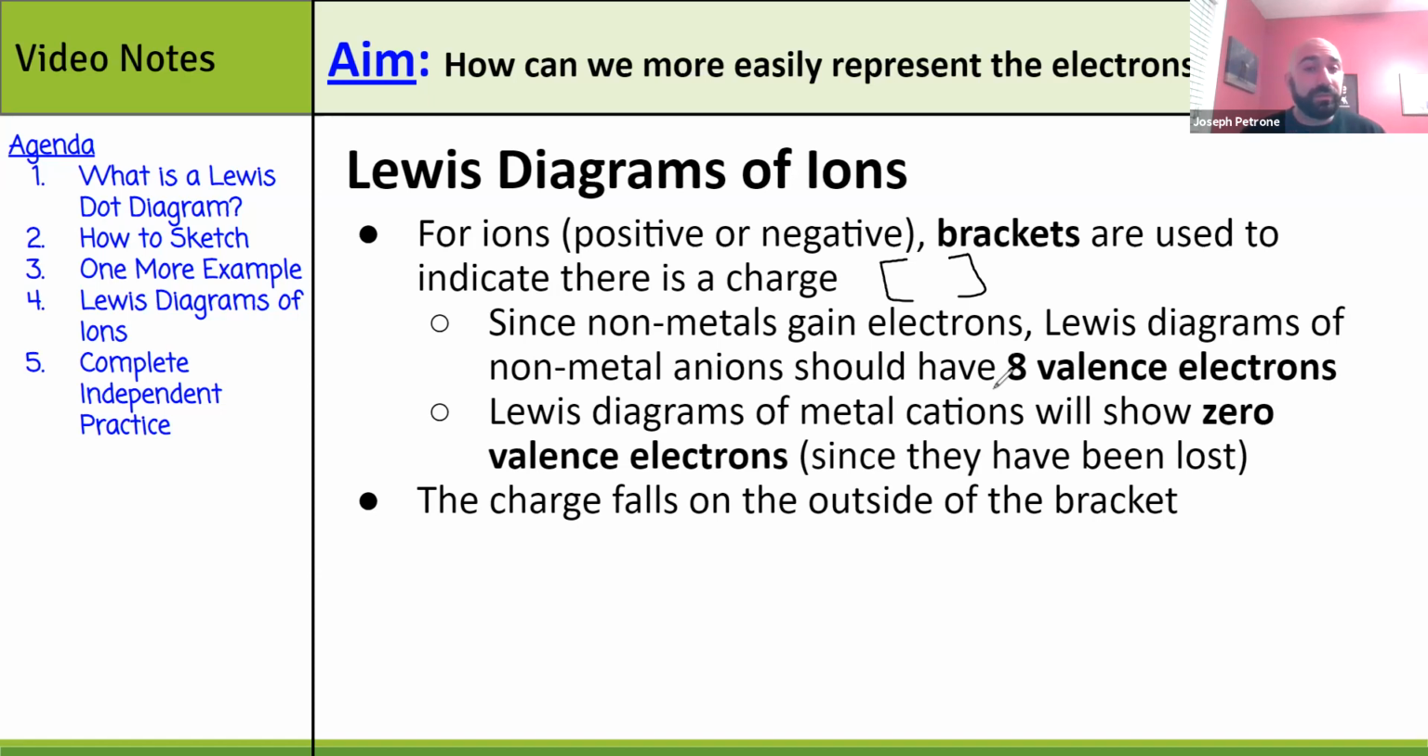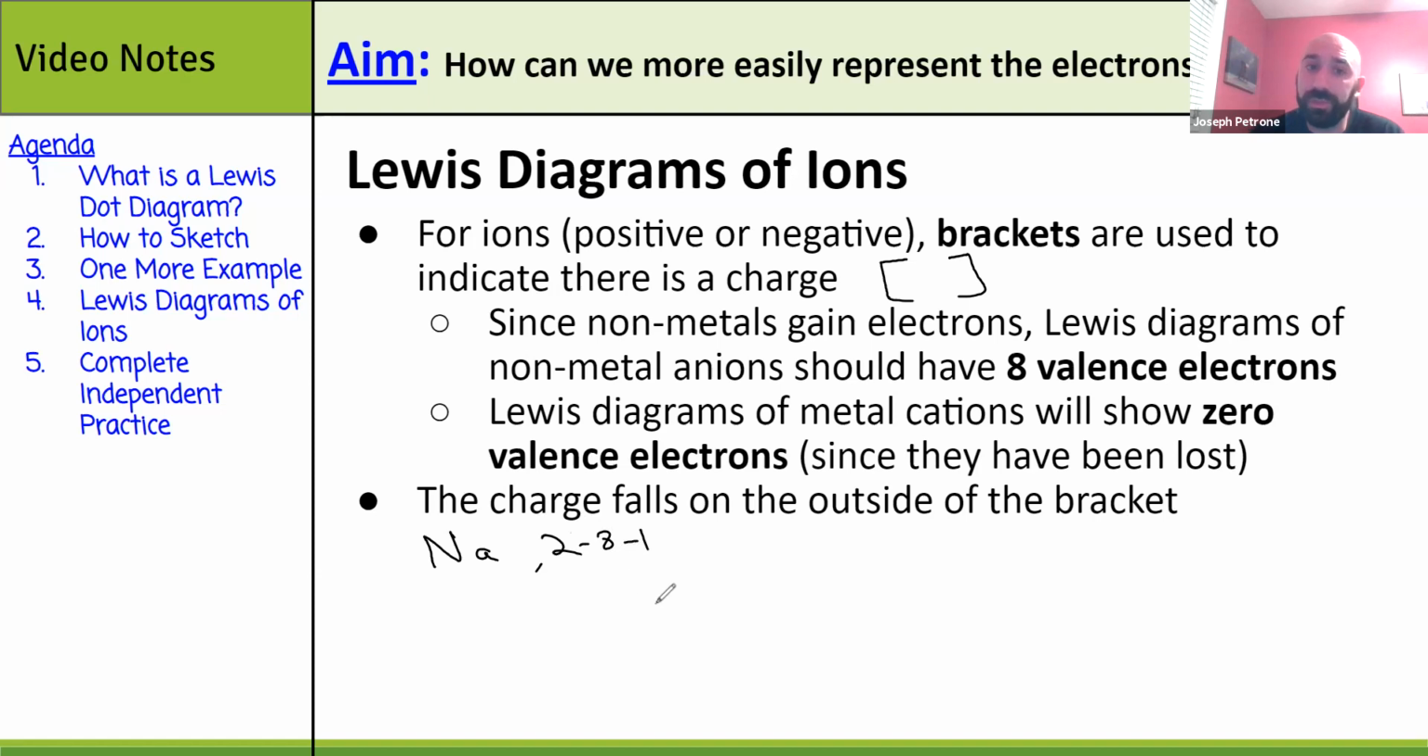Outside of this, the charge is also shown towards the top right of the bracket. I'm going through an example of each, a metal and a nonmetal. A metal cation would be sodium. Na originally has the electron configuration of 2, 8, 1. So it has 1 valence electron, which it wants to lose.